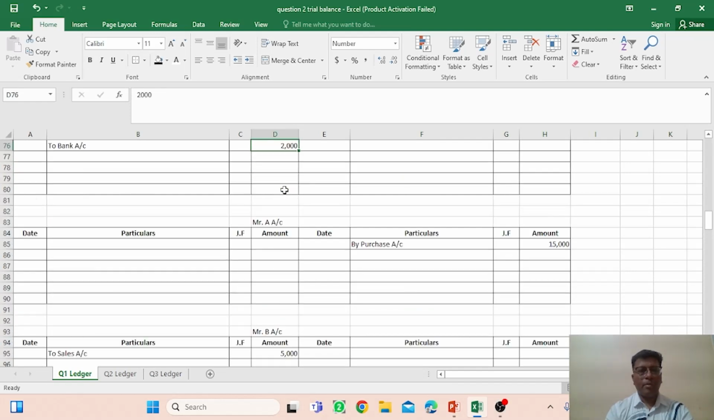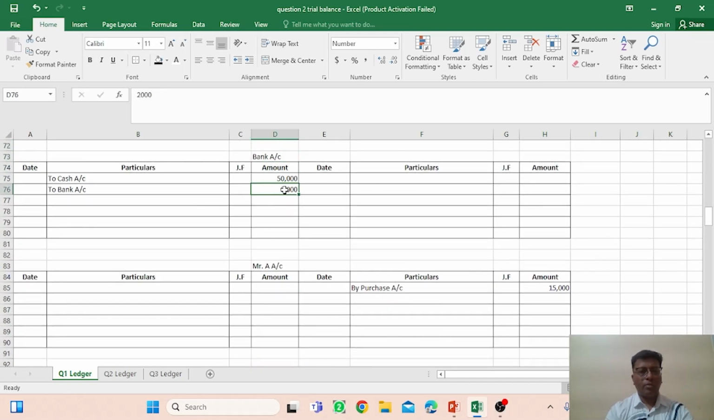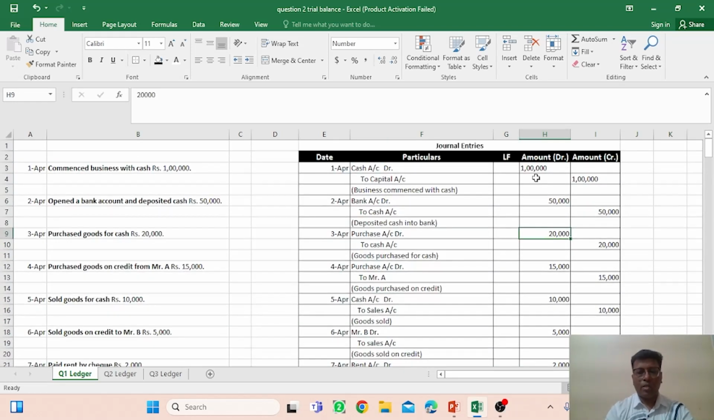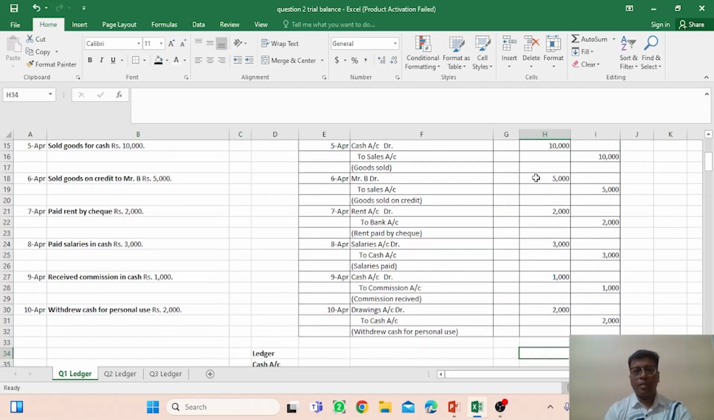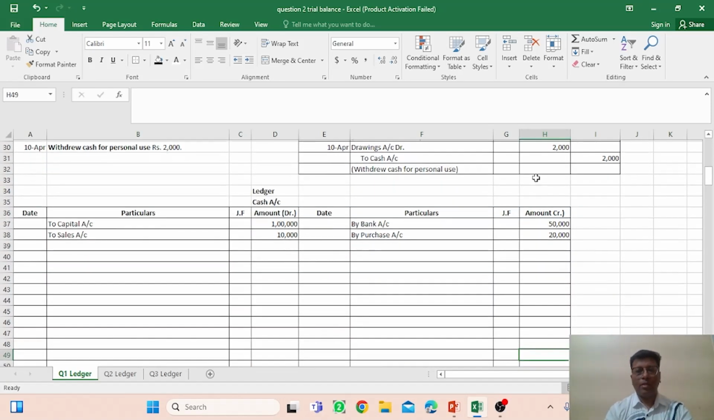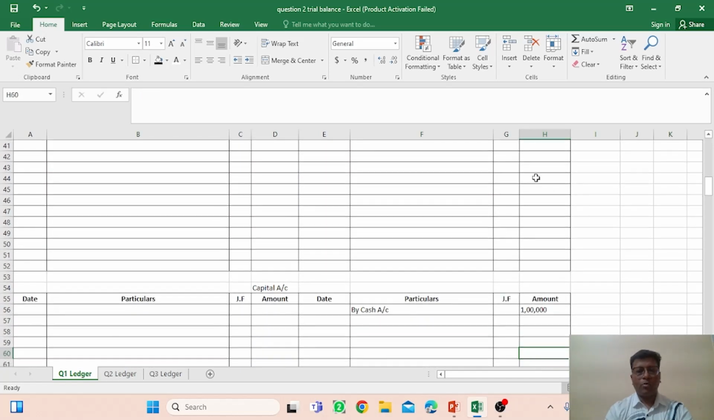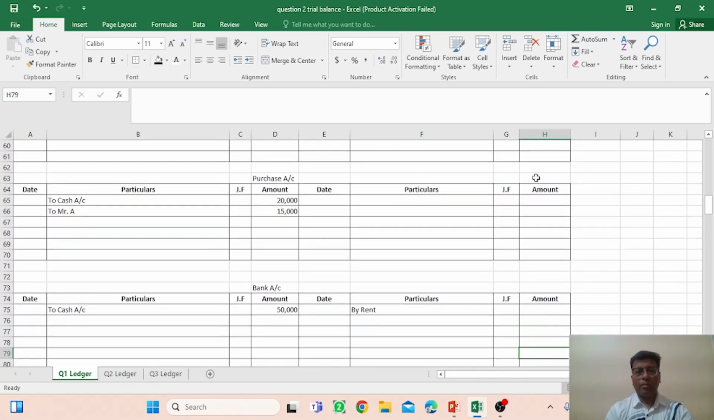Okay, in the rent account, right? Not bank, rent account, right? Okay, just remove it. In the credit side, you have to mention "by rent" because bank balance is reduced, right? Again, back to the question: rent account debit to bank 2,000.